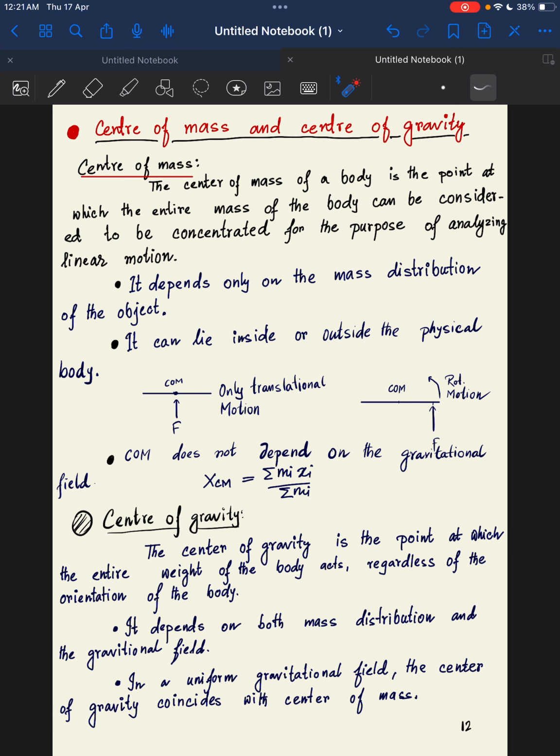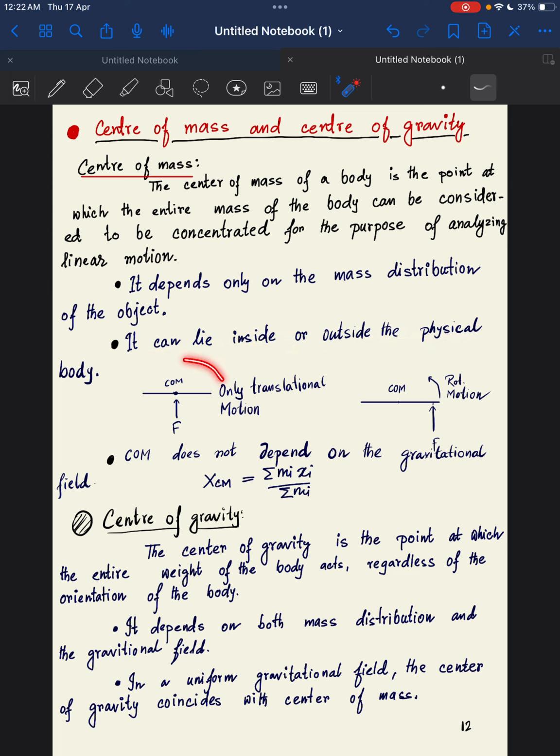Okay. Now we'll define center of mass and center of gravity of a system. Now the center of mass of a body is the point at which the entire mass of the body can be considered to be concentrated for the purpose of analyzing linear motion. So it depends only on the mass distribution of the object, and it can lie inside or outside the physical body.